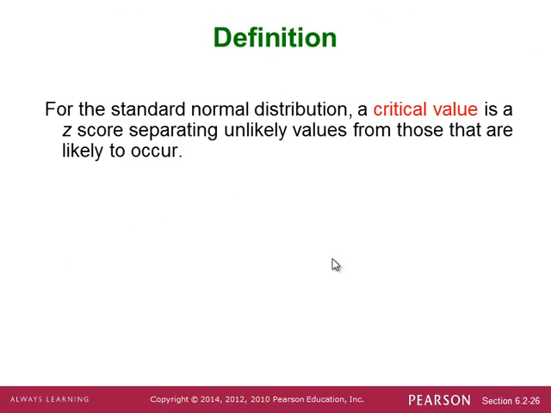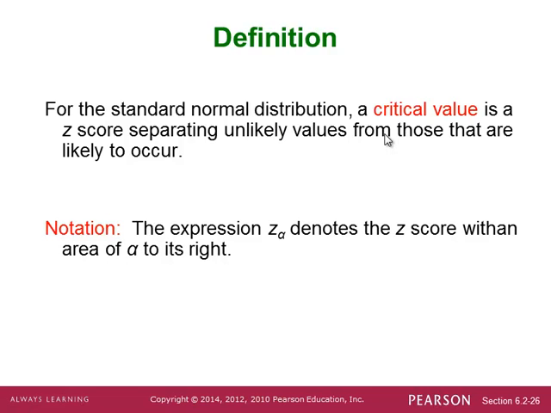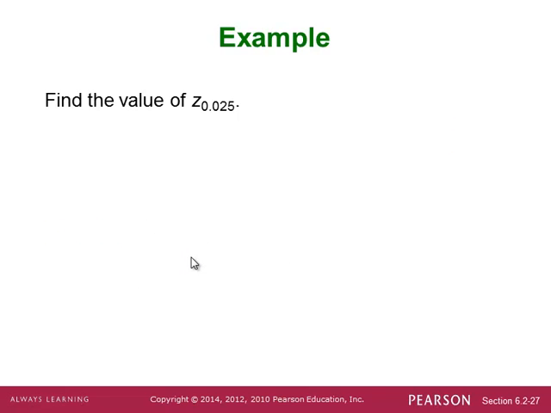Let's take a look at an example here. For the standard normal distribution, a critical value is a z-score separating unlikely values from those that are likely to occur. We will see this in the future when it comes time for us to do hypothesis testing. So when you see z sub alpha, with that subscript alpha, that denotes the z-score with an area of alpha to the right. So let's take a look at an example.